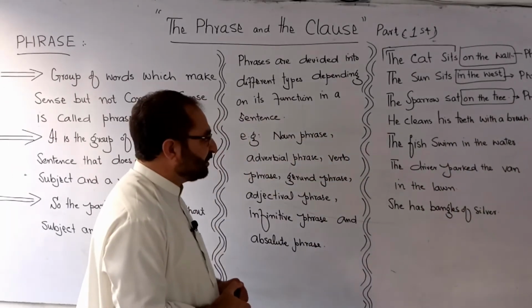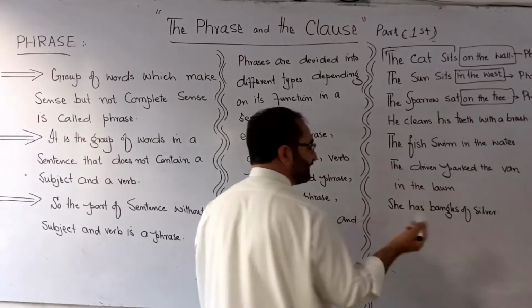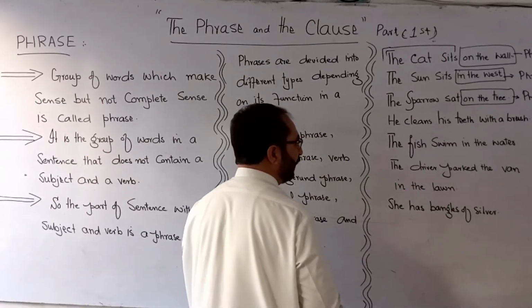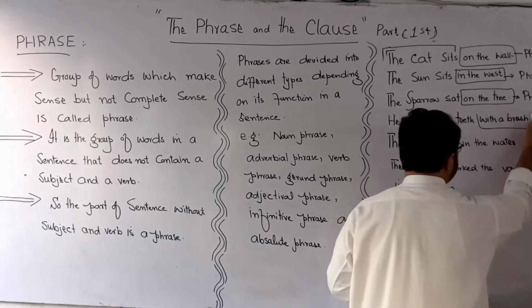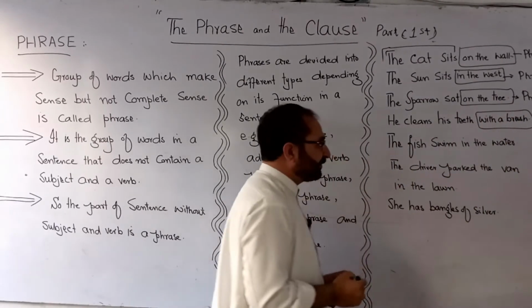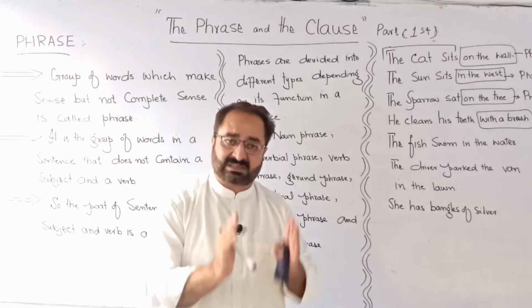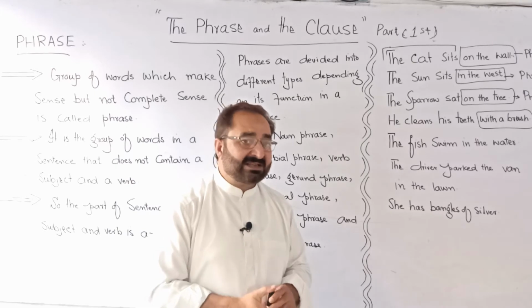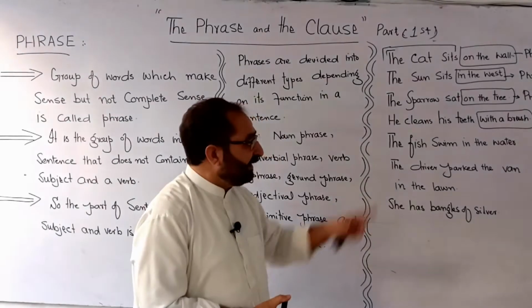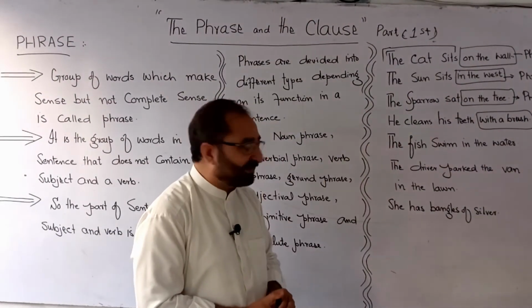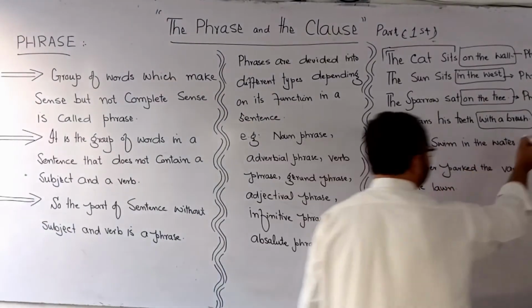Now look at the fourth sentence. Here: he cleans his teeth with a brush. He cleans. He is the subject, and cleans is again the present form of the verb. His teeth, that is the predicate. But here, "with a brush" is able to give us a meaning, "a brush ke saath," but this is not able to give us a complete meaning or complete sense. So we may say that in this part of the sentence, there is neither a subject nor a verb. This is the phrase.